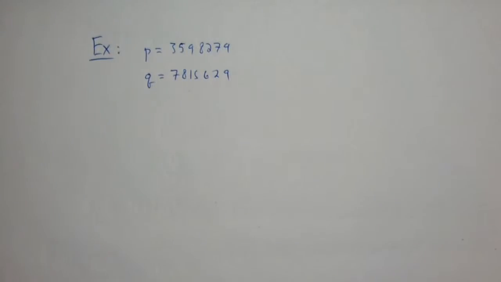So I have two primes, P and Q. Let's stop for a second. You might have a question immediately: how do you find these primes? How would you go about finding these primes?